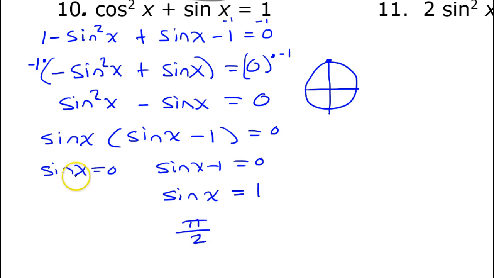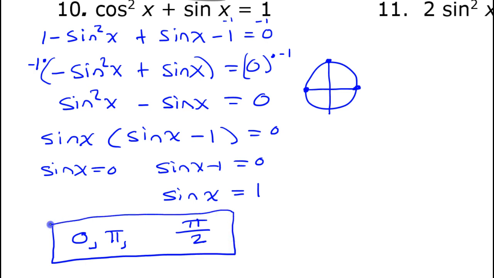Now where is sine 0? Y values are 0 right on the x-axis. So that would be 0 and pi. So I'll have 0 and pi. So together, these are the three answers to problem number 10.